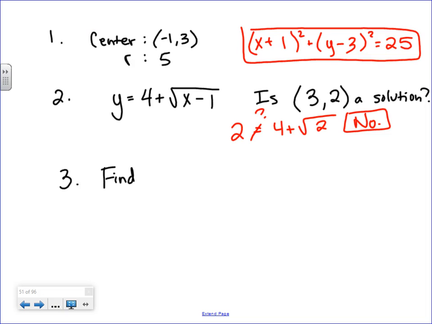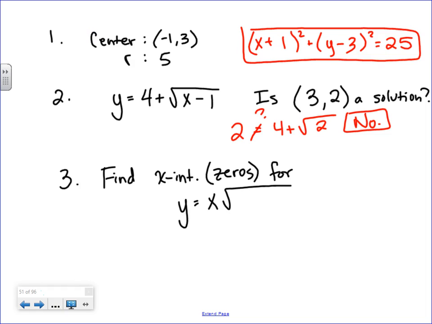Find the x-intercepts, otherwise known as the zeros, for y equals x times the square root of 2x plus 1. Find the x-intercepts or zeros. Tomorrow I could also ask for y-intercepts.